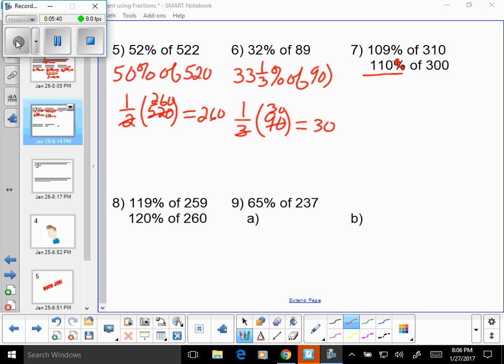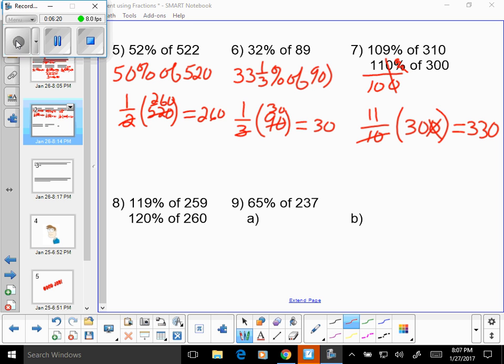Remember, I can take off this percent sign by putting the number over 100. Now, I have 110 over 100. I can take these zeros off right away because I can reduce both 110 and 100 by dividing them by 10. So what I really have is 11 over 10 times 300. Now, this 10 takes off this 0. 3 times 11 is 33. Shortcut, bring that 0 over, 330.